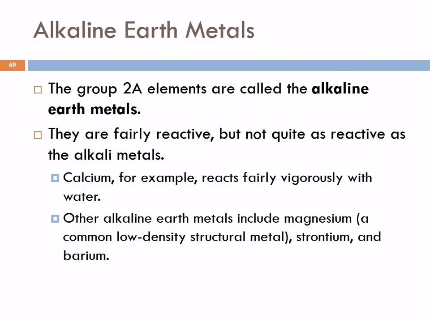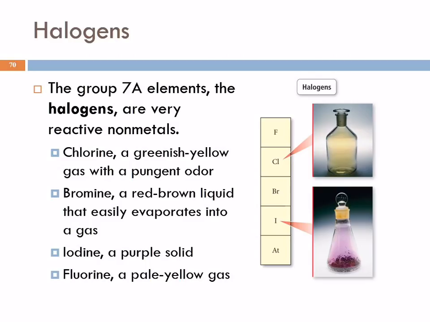Okay, which one would be 2A then? Group 2A, the other numbering is 2. So the letters help. If there's a letter on it, then it's one set of numbers, and if there's no letters, it's another number. Group 7A, these are called the halogens. These are very reactive nonmetals: chlorine, bromine, iodine, and fluorine.